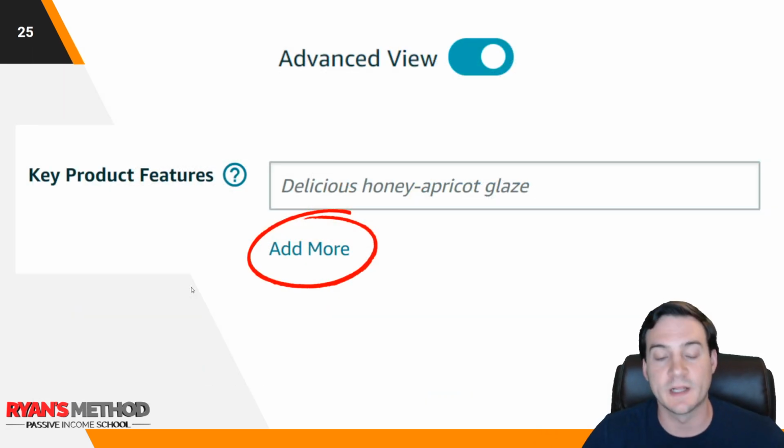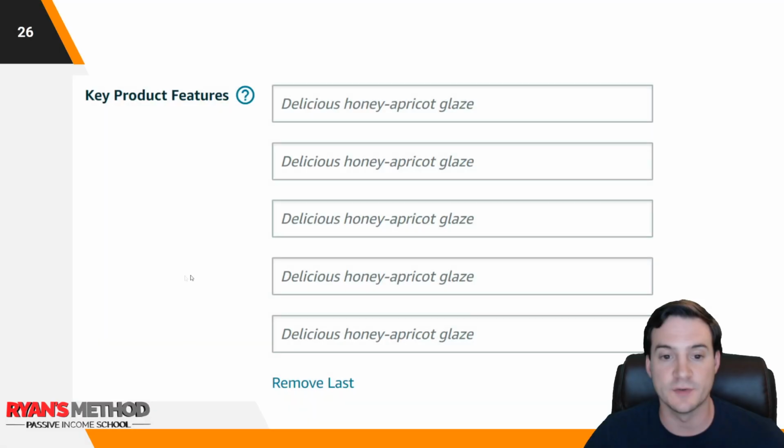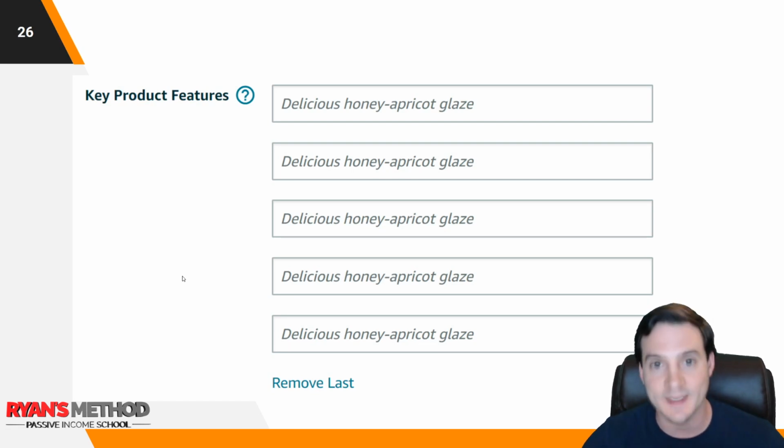All right, and then you're going to want to click Add More 4 times so that you get to use all 5 of your bullet points. There's no reason not to. Provide as much info as possible. You will get indexed on the keywords you provide here.